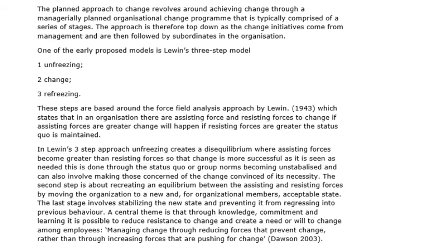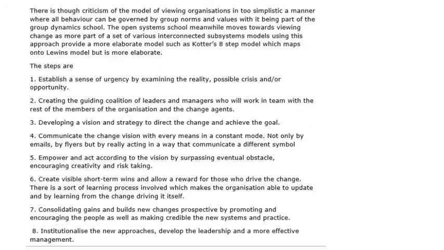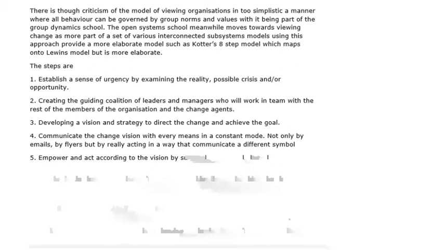The central theme is that through knowledge, commitment and learning, it is possible to reduce resistance to change and create a need or will to change among employees. Managing change through the reduction of forces that prevent change, rather than through increasing the forces that are pushing for change (Dawson, 2003). There is, though, criticism of this approach in that it views organisations in too simplistic a manner, where all behaviour can be governed by group norms and values, being part of the group dynamics school.